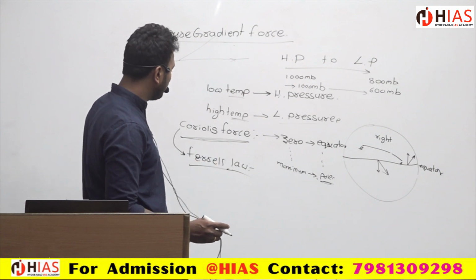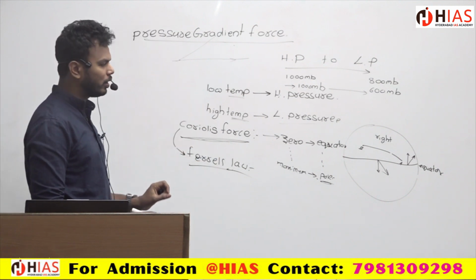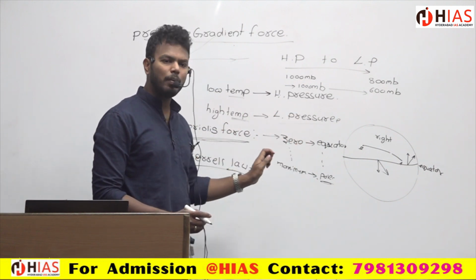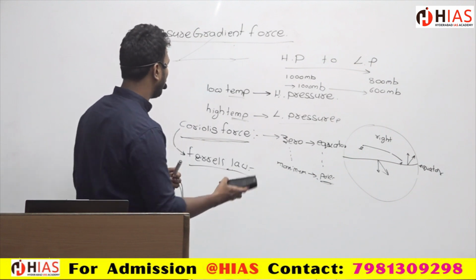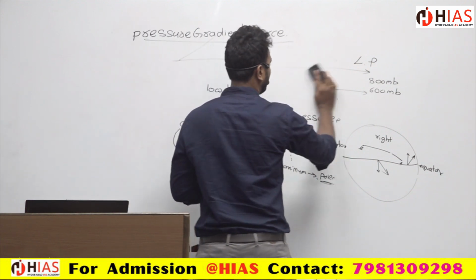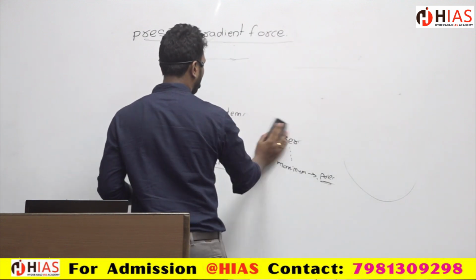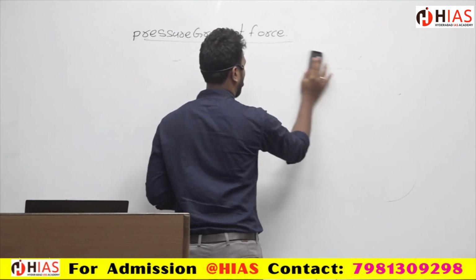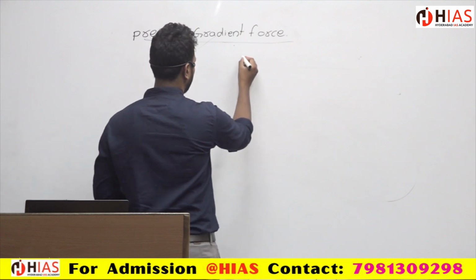Now I will derive this Ferrel's law, how the Coriolis force will be caused. Just imagine in the northern side they will be deflected to the right side, in the southern side they will be deflected to the left side. Okay? So based on this Coriolis force, I'll try to explain Ferrel's law. How did we come across that? Suppose, just imagine.